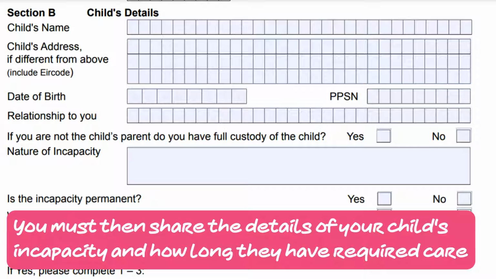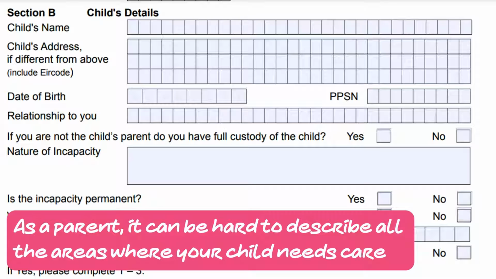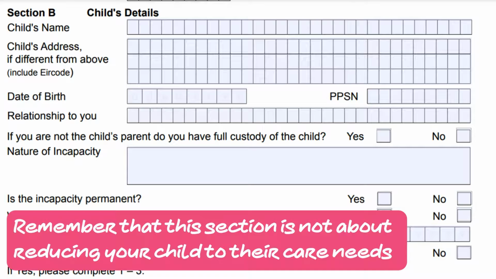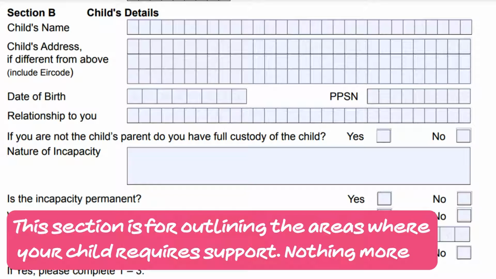Step 3. You must then share the details of your child's incapacity and how long they have required care. As a parent, it can be hard to describe all the areas where your child needs care. Remember that this section is not about reducing your child to their care needs. This section is for outlining the areas where your child requires support, nothing more.